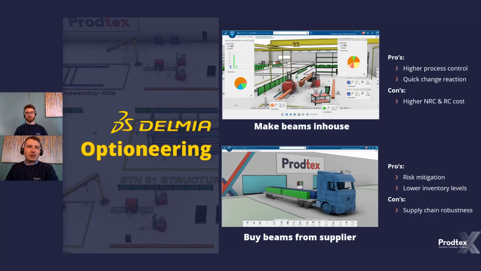Although, of course, one of the drawbacks is that you get higher recurring costs and non-recurring costs, so to speak, associated with that. But we also want to look at the option of buying beams from a supplier for risk mitigation, basically reducing our inventory levels, although the downside is we may have issues with the supply chain which could cause interruptions to production.